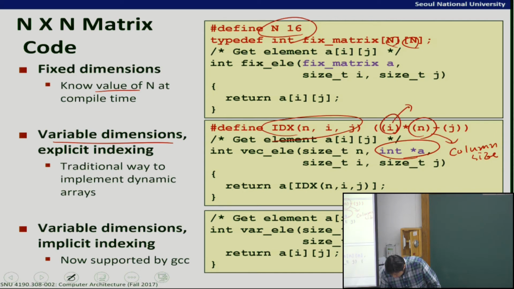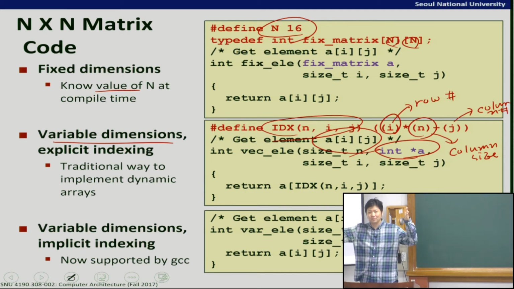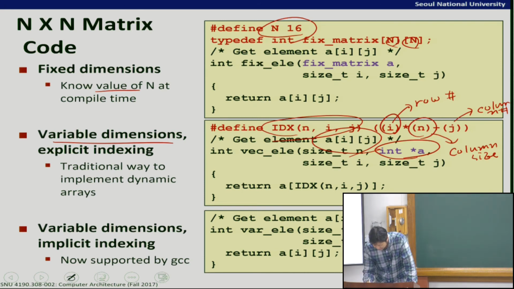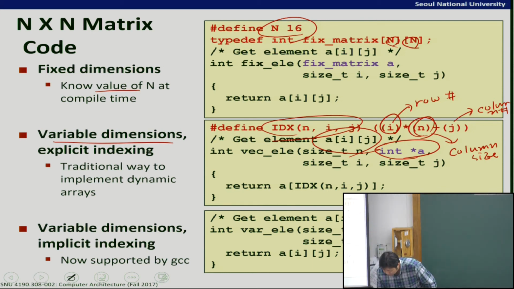I is the row number. J is the column number. Let's say we want to access A of I and J, like before. But because we don't really know the size of a column, how many elements there are in a single row, this one is given as a parameter, like n. So n is basically the width of your array, the column size. In this case, it explicitly computes the index by I times n plus j.